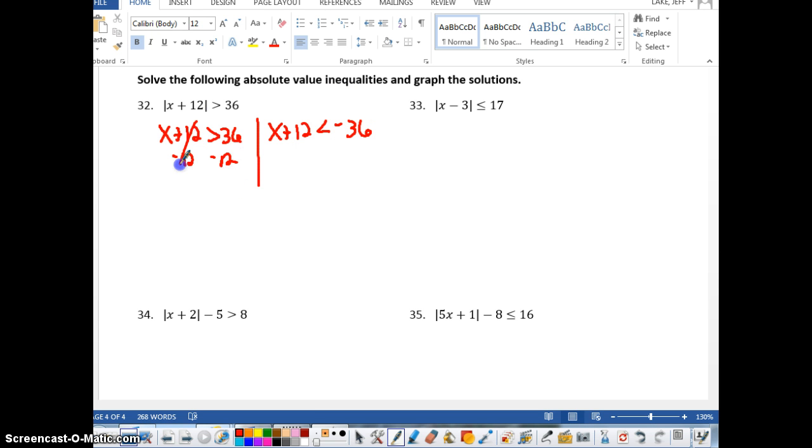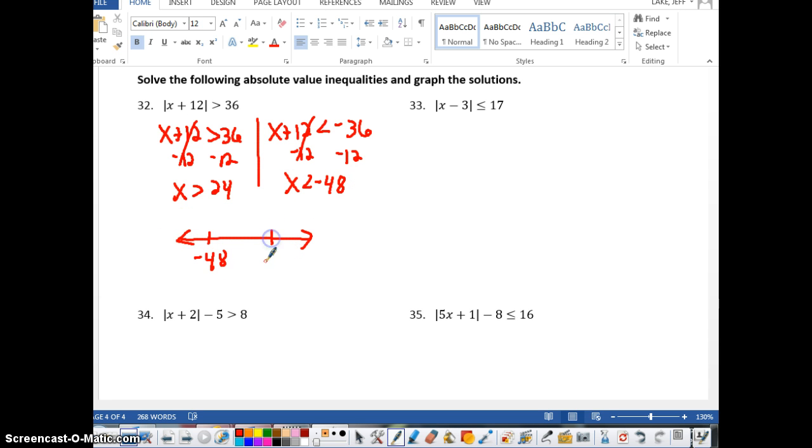All right, so you subtract your 12, you get x is greater than 24. Over here, subtract your 12, and you get x is less than negative 48. Okay, now the reason why it was important earlier for us to talk about whether it was an AND or an OR problem is when you do this, you have to make sure that your graph actually matches that.